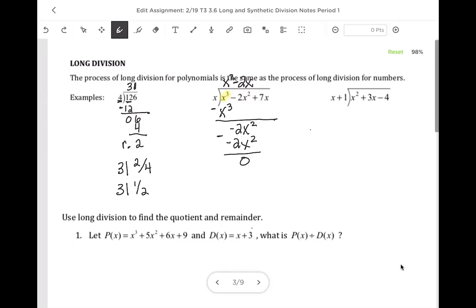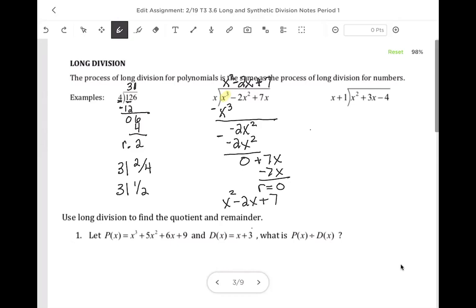Sometimes you'll see it where teachers add the opposite. So they change that bottom term to a plus or minus, depending on what it was originally, and then they add. Okay, so bring down the last term, which is 7x. 7x divided by x is 7. 7 times x is 7x, subtract. Remainder is 0. So that means my answer is x squared minus 2x plus 7.